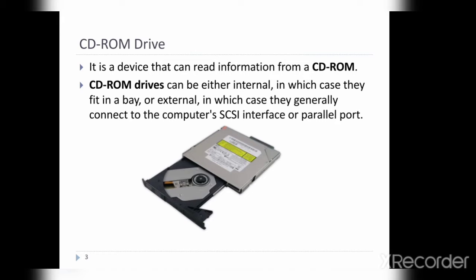The CD-ROM drive consists of a laser beam which is used to read the information on the disk. The CD consists of about 18,000 tracks per inch. So a large amount of data can be stored on a compact disk. CD-ROM drives can be either internal, in which case they fit in a bay, or external, in which case they generally connect to the computer's SCSI interface or parallel port. So this is the CD-ROM drive shown on this screen.